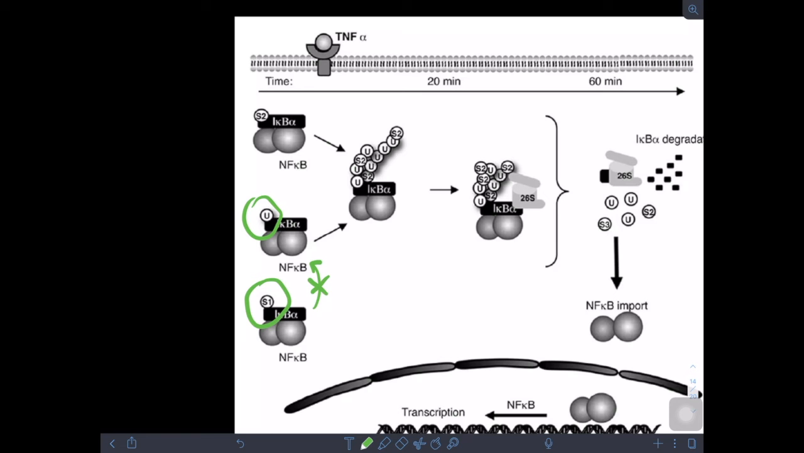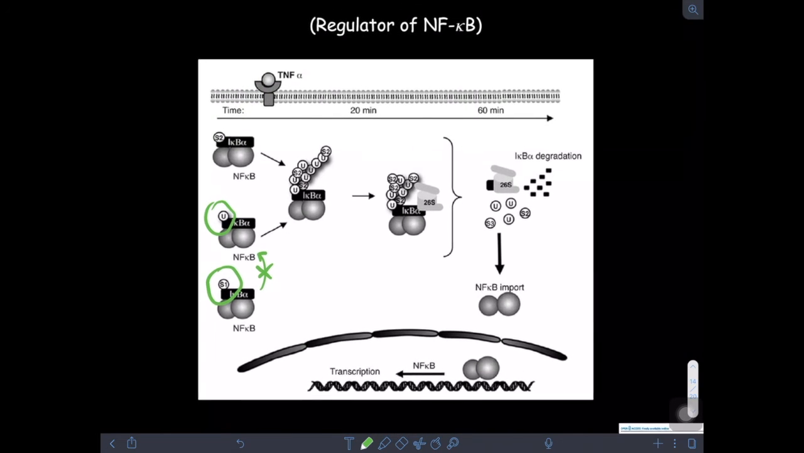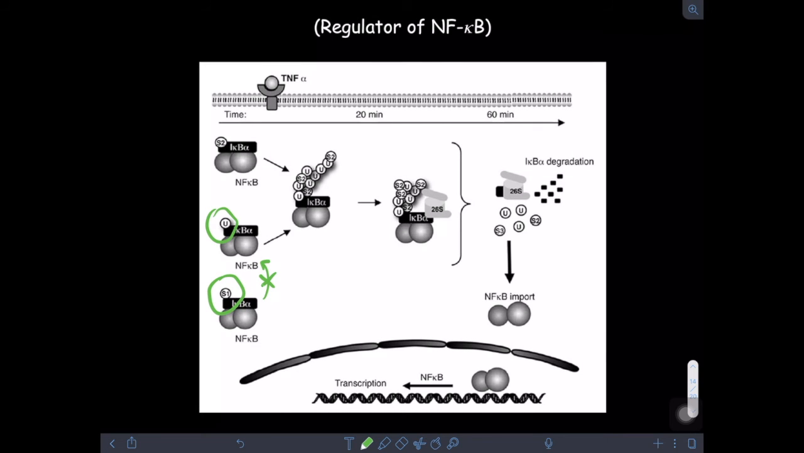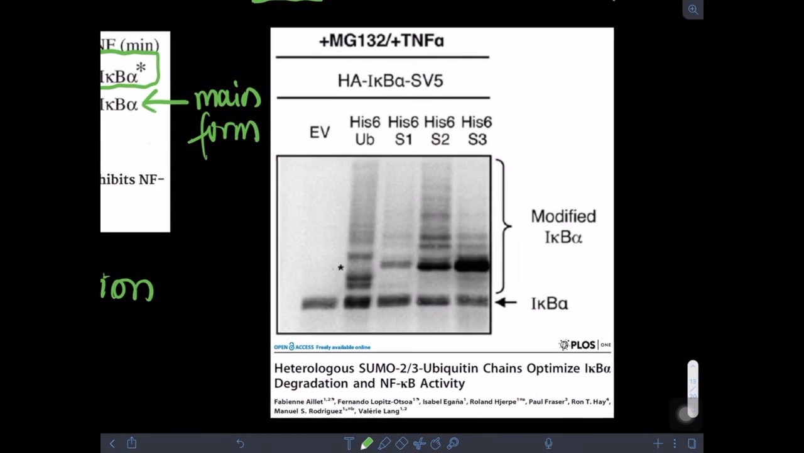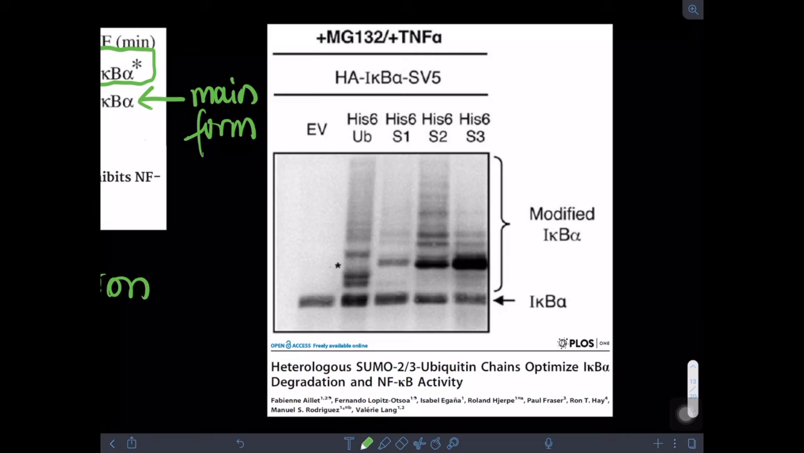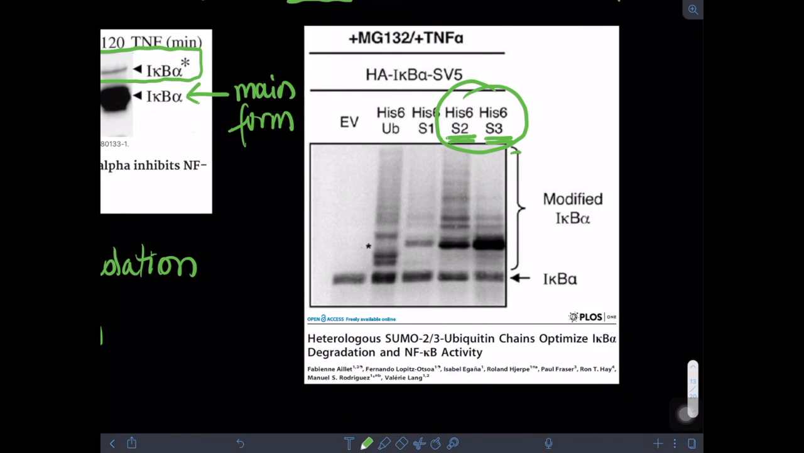However, the story got a little more complicated later on when it was established that besides being SUMOylated with SUMO1, IκBα could also be SUMOylated with some of the other SUMO paralogs, specifically with SUMO2 and SUMO3. And it was established that SUMOylation with SUMO2 or SUMO3 led to the formation of SUMO chains, in which a SUMO is then SUMOylated by another SUMO, producing chains that are similar in shape to those produced by polyubiquitination.